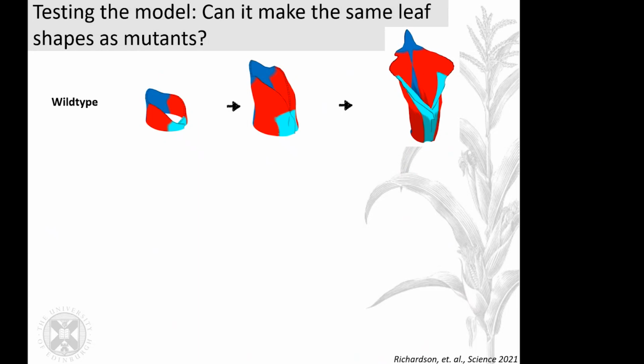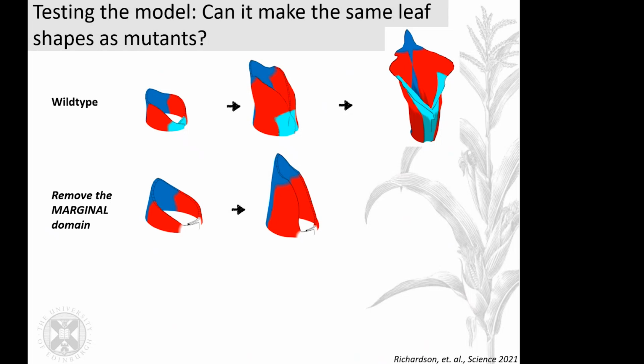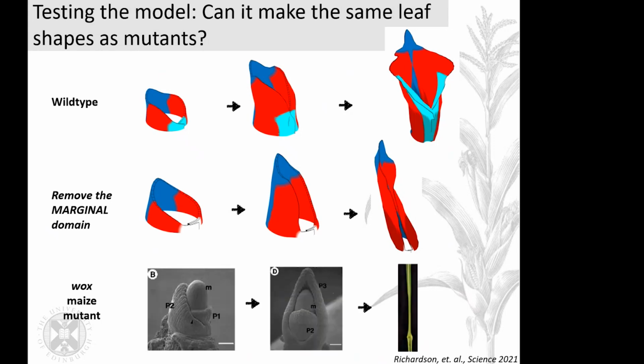So our wild-type model looks like this, and we hypothesized that this WOX gene controls the definition of this light blue region, so we took it away in the model. If we take it away, the first stage looks pretty similar, which is a good sign. The second stage remains open, it never wraps around, so it has this keyhole trait. And then in the mature model, we end up with this open sheath region and a very narrow blade, which does replicate what we see in the WOX mutant biologically. So that suggests to us that we had captured many of the main elements of leaf development in our grass leaf model.